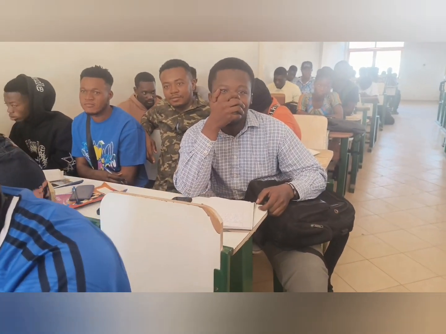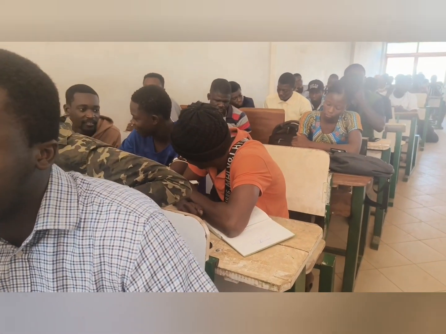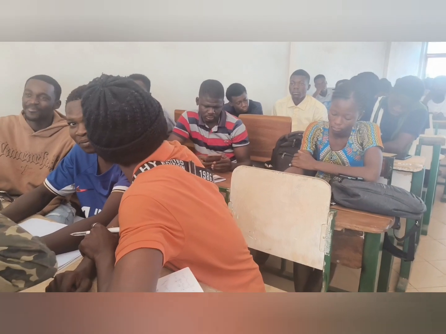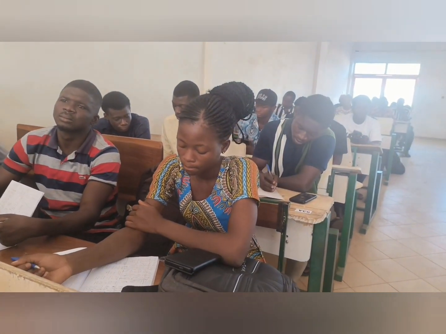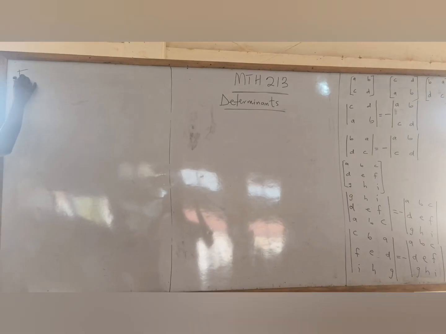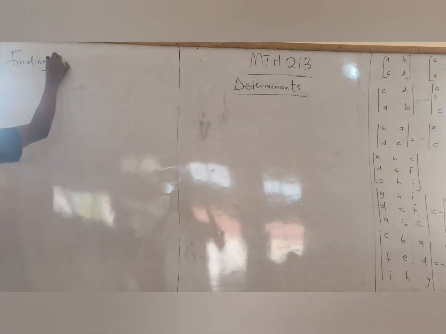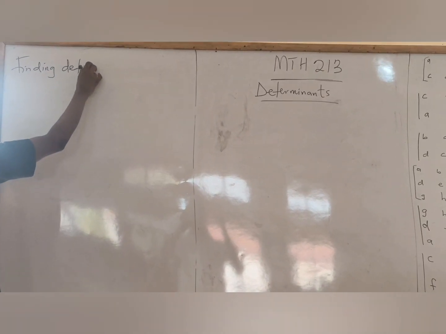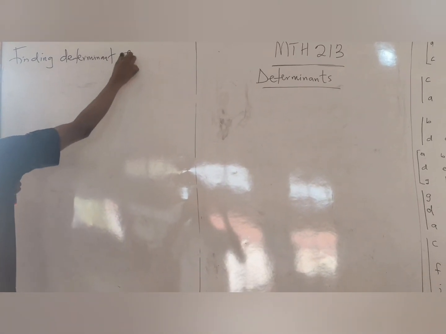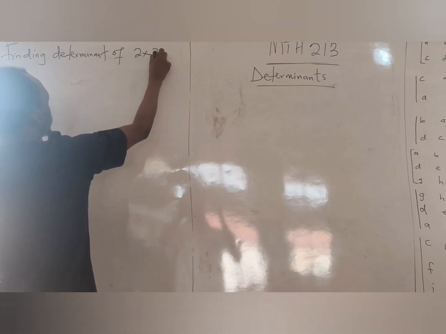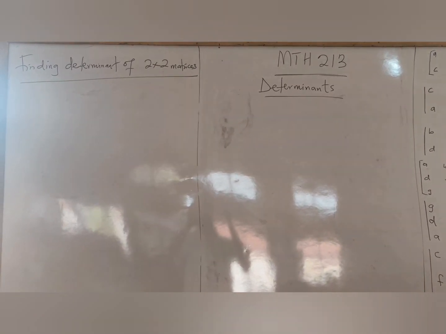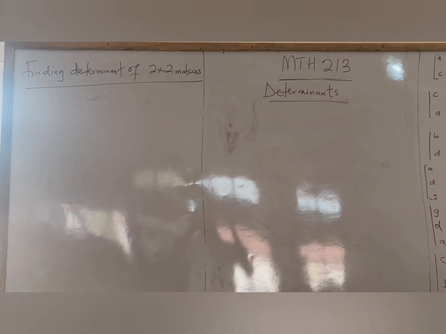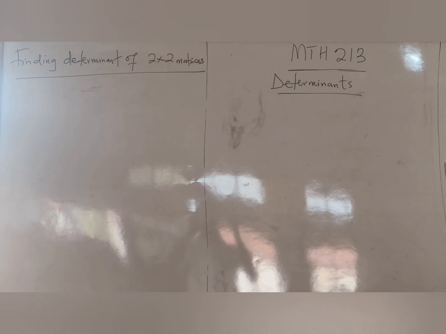So let's do an example for 2 by 2, and then another example for 3 by 3. Finding determinants of 2 by 2 matrices.